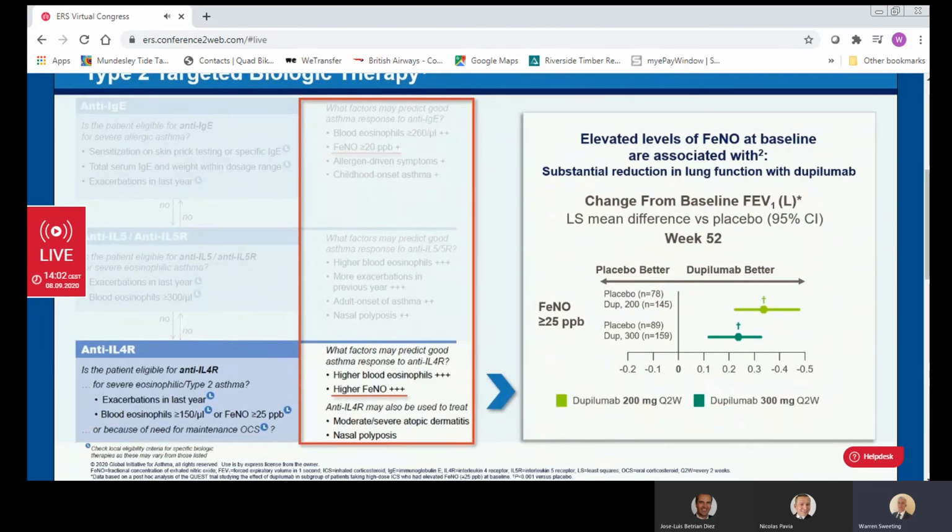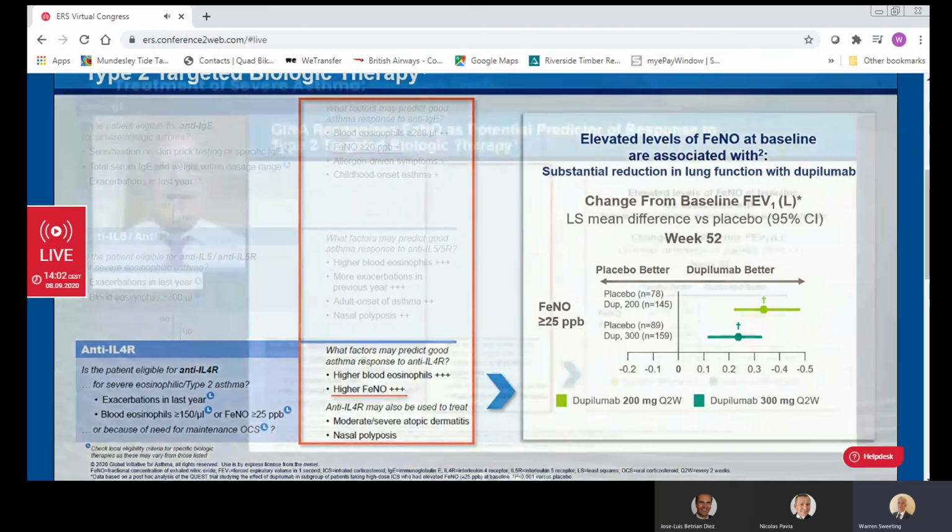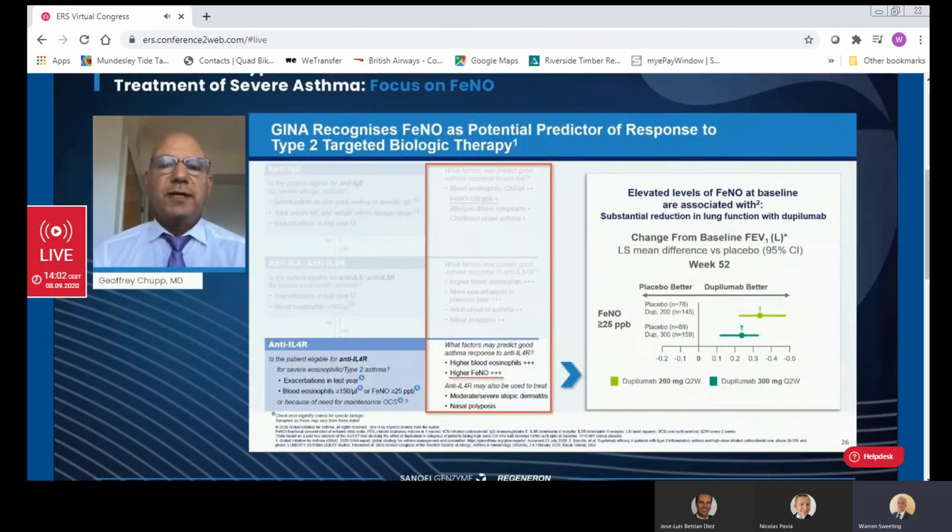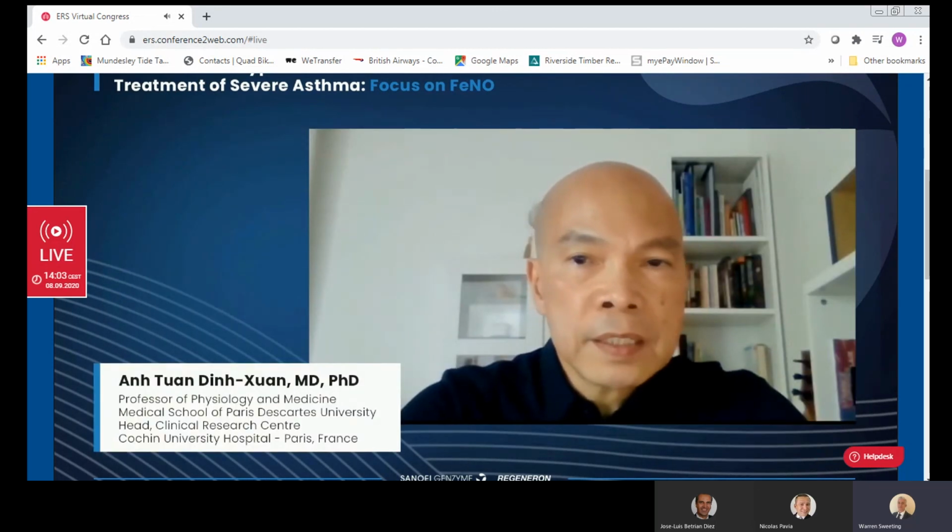And here you can see a similar secondary subgroup analysis of patients in the QUEST trial. The forest plot shows, again, in patients with nitric oxide levels above 25 parts per billion, which is now recognized as a valuable threshold to identify patients with persistent type 2 inflammation, that dupilumab performed better than placebo at both doses in improving lung function in the QUEST trial.